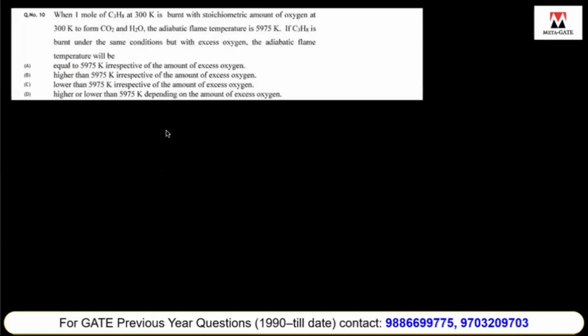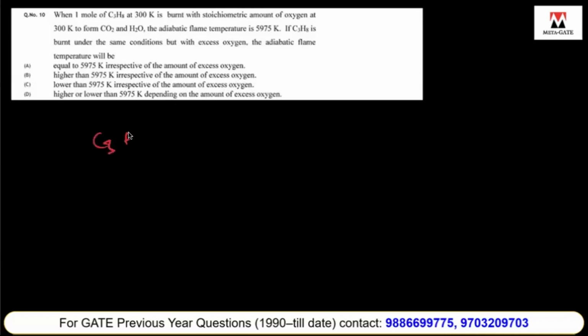See, whenever you see an adiabatic flame, it means that whatever heat is being generated will all be consumed to increase the temperature of the flame itself. But here it is asking, if you increase the oxygen, it's right that it increases the adiabatic flame temperature. But after a certain excess amount of oxygen is given, will that affect the adiabatic flame temperature or not? We'll get to find it out.